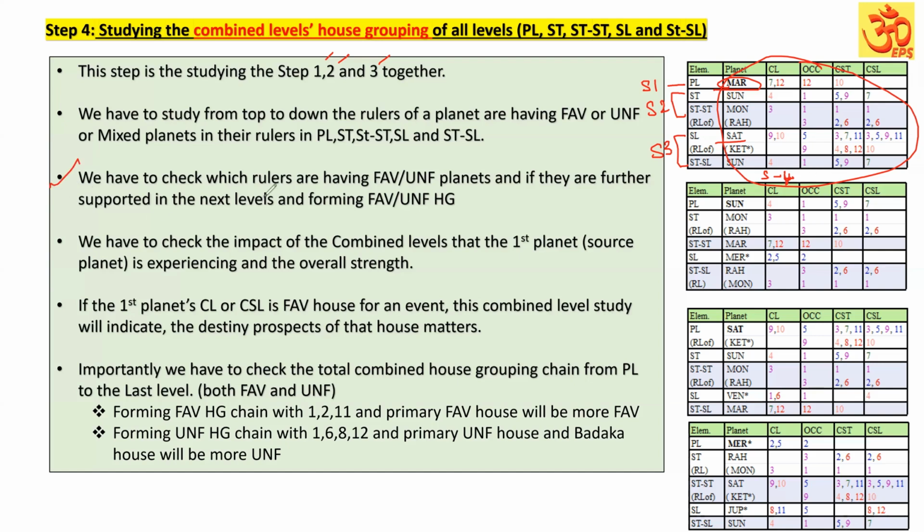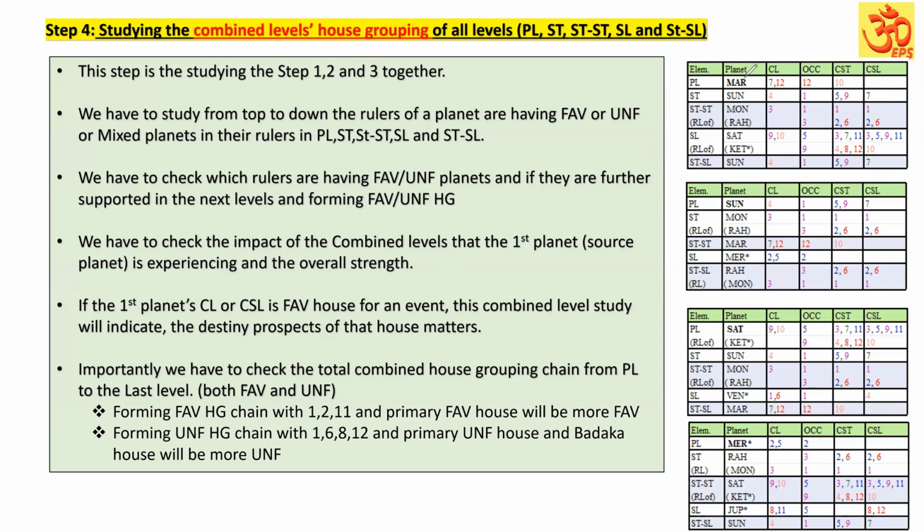Now, we have to check which rulers are having favorable or unfavorable planets, and whether they are further supported by the next level, forming favorable or unfavorable house grouping. I hope you have understood what I explained. We have to check the impact of the combined levels that the first level planet, the source planet, is experiencing, and the overall strength. It means what?